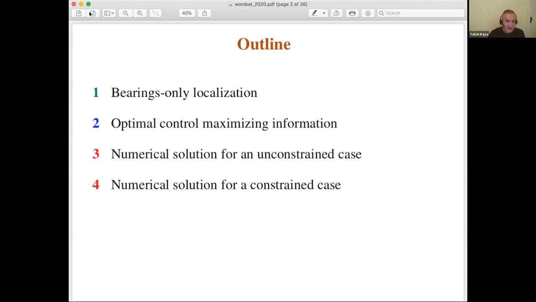I will then give the numerical solution of the unconstrained case, which has been dealt with in the literature previously. Then we'll present some numerical solutions of a constrained case that I'm going to be constructing in this talk.